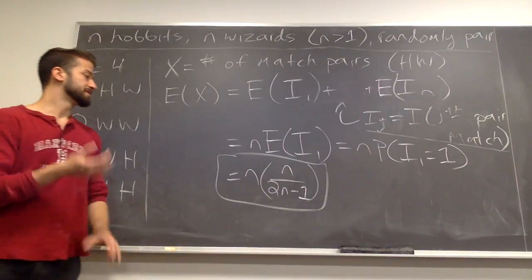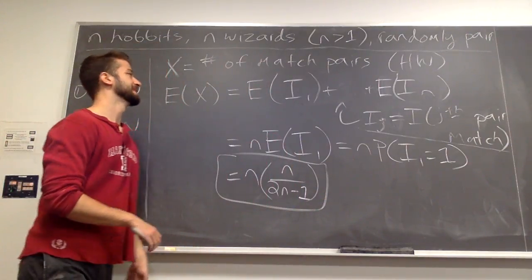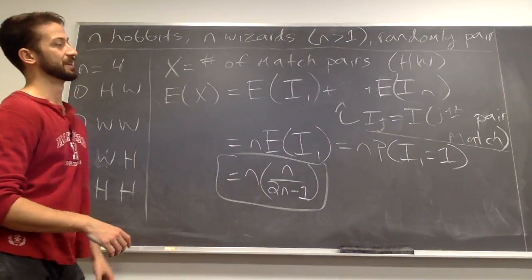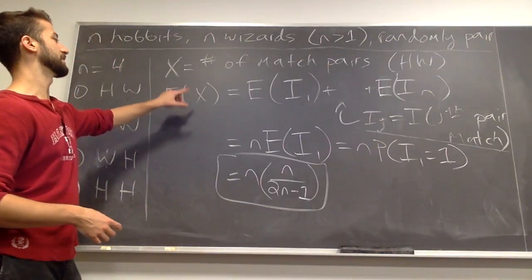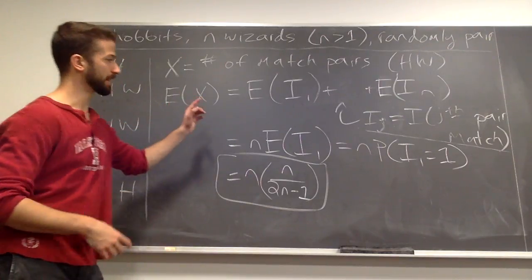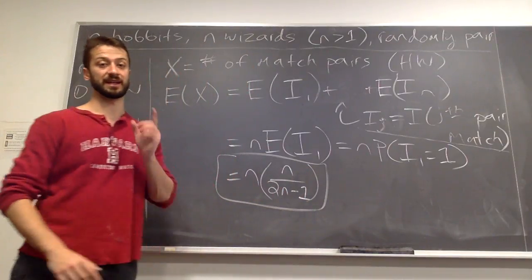Okay, so takeaways from this problem: try to recognize when we see something as indicators. This would be, I think, way harder if you tried to brute force it or think of all the different pairings. It's way easier if you think of X in terms of the indicators, break it down by linearity, symmetry, fundamental bridge, and you find yourself just finding a single probability.